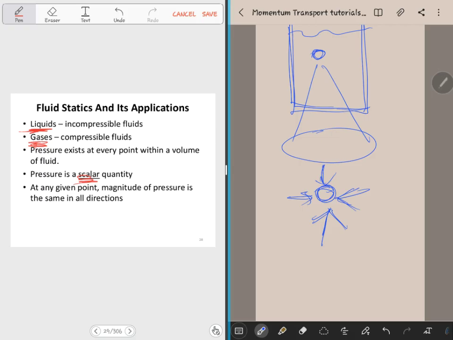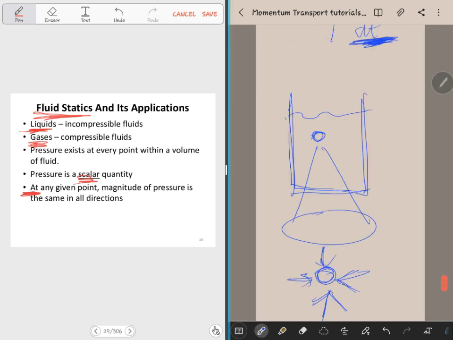Okay. The reason why this comes here is that we are assuming that the liquid in that container is in equilibrium. Equilibrium means that it's kind of static, right? So we are doing fluid statics. So we are assuming that this particular fluid here is static in that particular container.